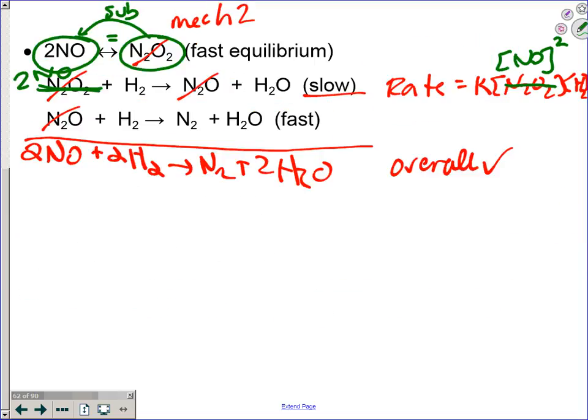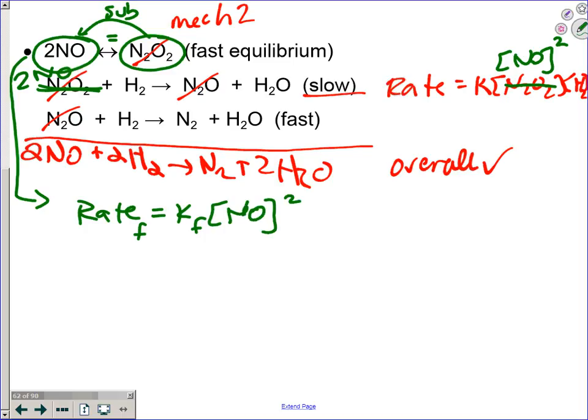But what's happening here is essentially, we're saying that the rate of the forward reaction, which is going forward, right? k forward, this is the rate law for this first reaction. And then these are the reactants. You got me here? I'm pulling this from this right here.